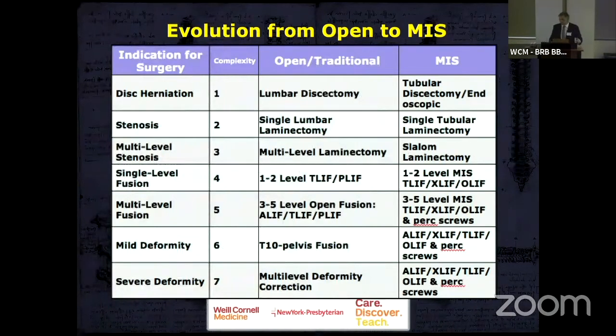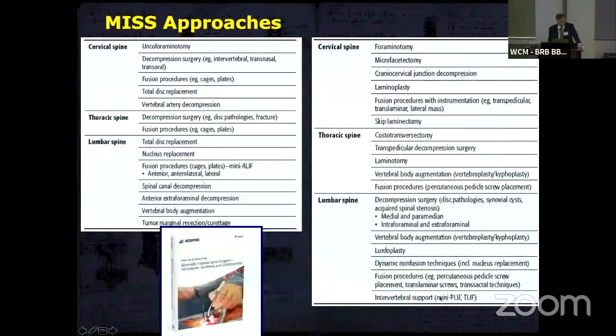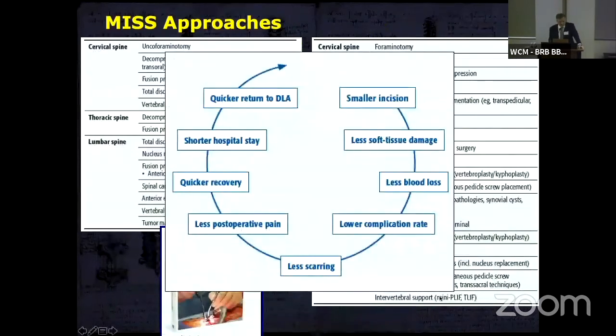That is tubular discectomy or endoscopic discectomy for lumbar disc herniation. Then the workhorse within MIS certainly is the tubular decompression, the MIS TLIF, the lateral surgery, and the combination of those for more significant deformity surgeries. And that has been translated to every anatomy in the spine. The idea is small incision, less damage, lower complication rate, less bleeding, lower infection rate, earlier return to function, and so forth.